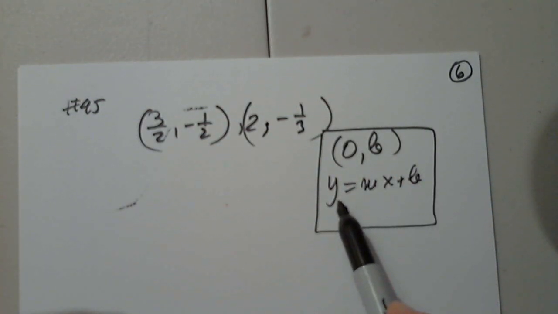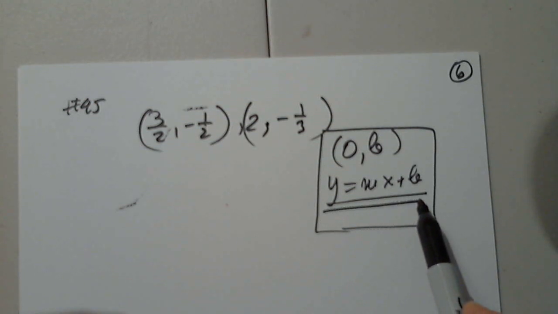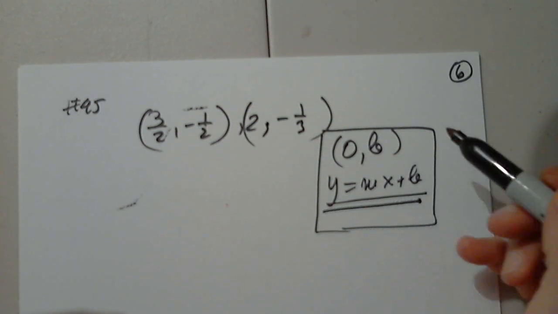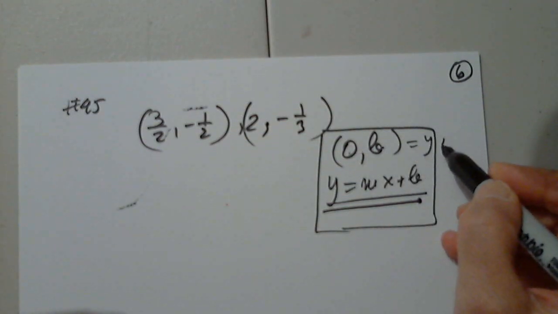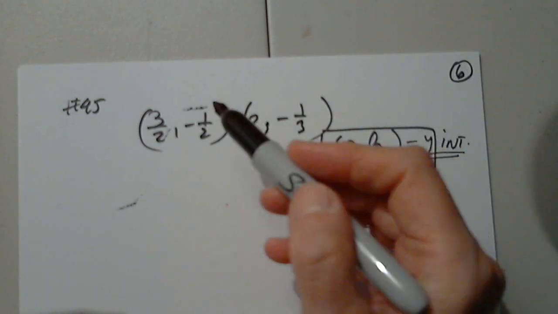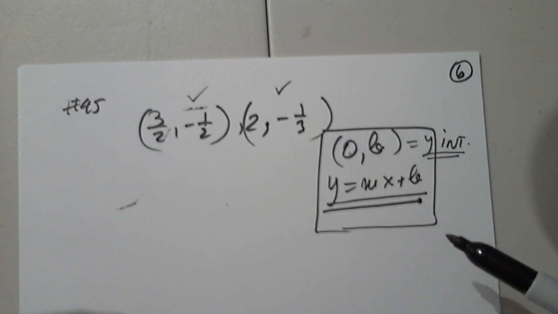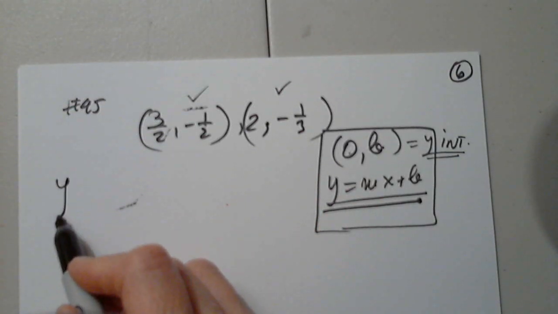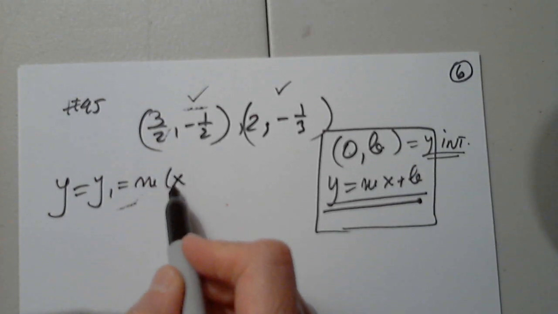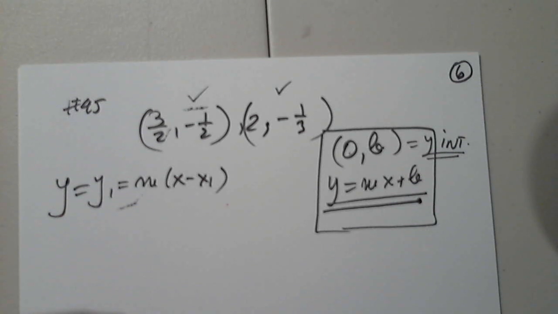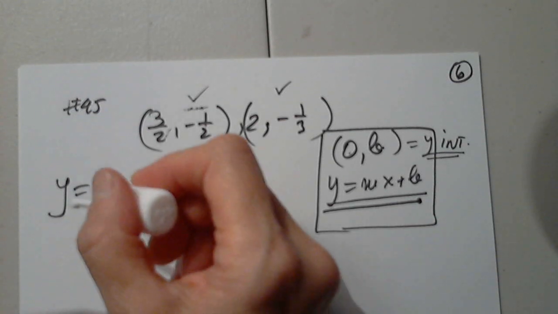In order to be able to use this equation, I have to be given a point as 0, comma, b, which is the y-intercept. These are not the y-intercept. None of them. Therefore, I have to use y minus y1 equals the slope times x minus x1. I will be using either one of them. It doesn't matter, but I have to find the slope first.